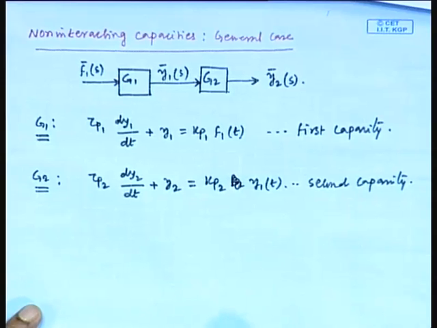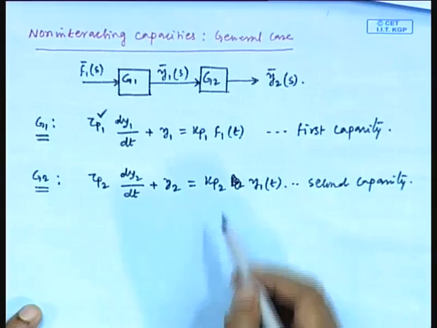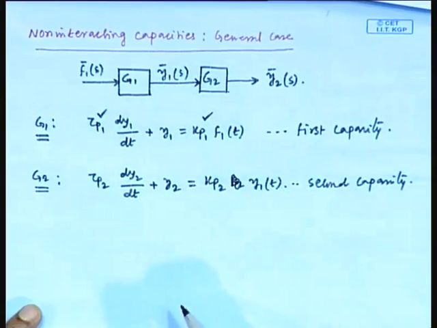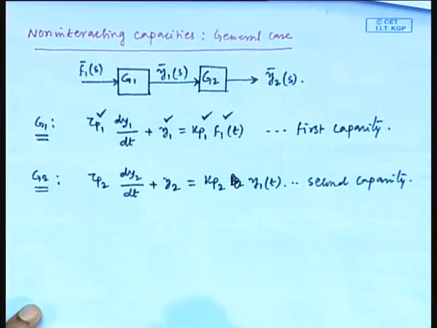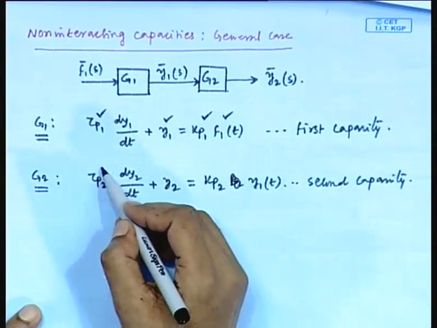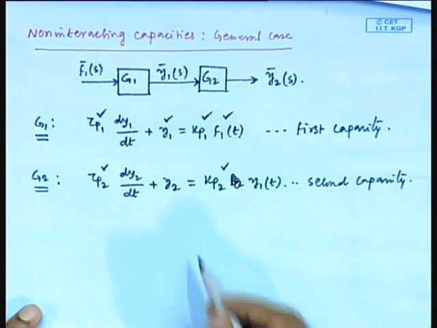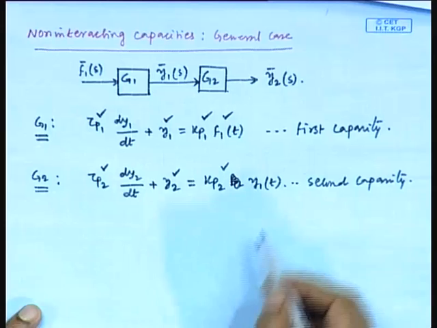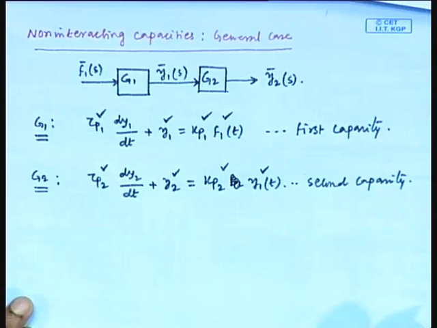So, for the first capacity, the time constant is tau p1, gain is K p1, output is y1 and input is f1. For the second capacity, tau p2 is the time constant, K p2 is the gain, y2 is the output and y1 is the input. So, using these two modeling equations, it is straightforward to derive the transfer functions.